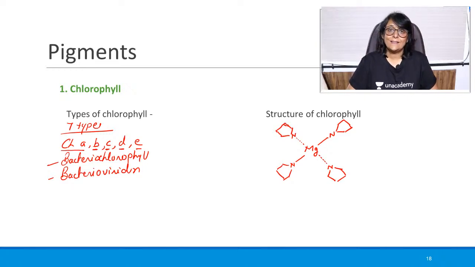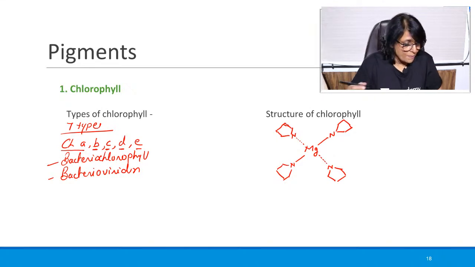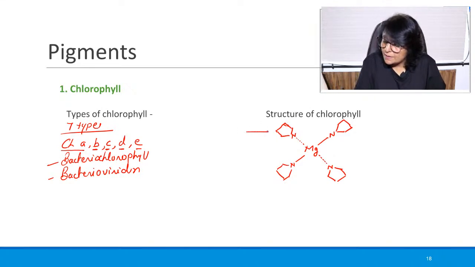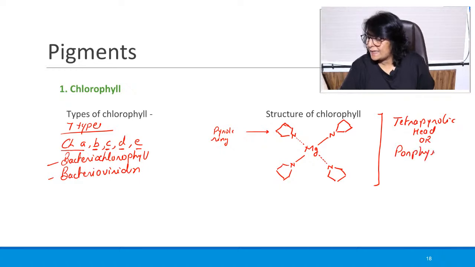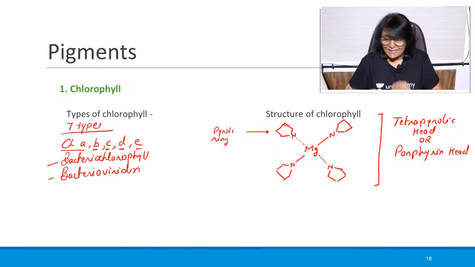So in the center there is magnesium, and this magnesium is attached to these 4 rings. Now this is going to make, and let me label this, each ring is called a pyrrole ring. So the complete head is known as tetrapyrrolic head because of the 4 rings, or it is also known as porphyrin head. Okay, so these things are connected also.